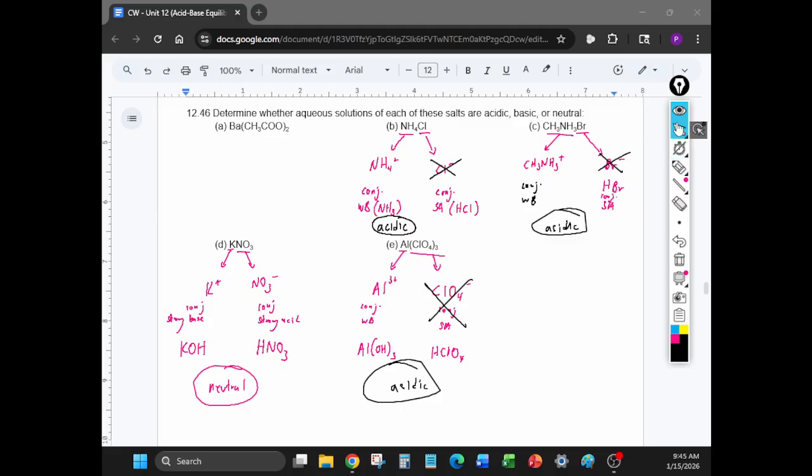All right, so that is how you want to identify whether adding a salt will make the solution more acidic or more basic.